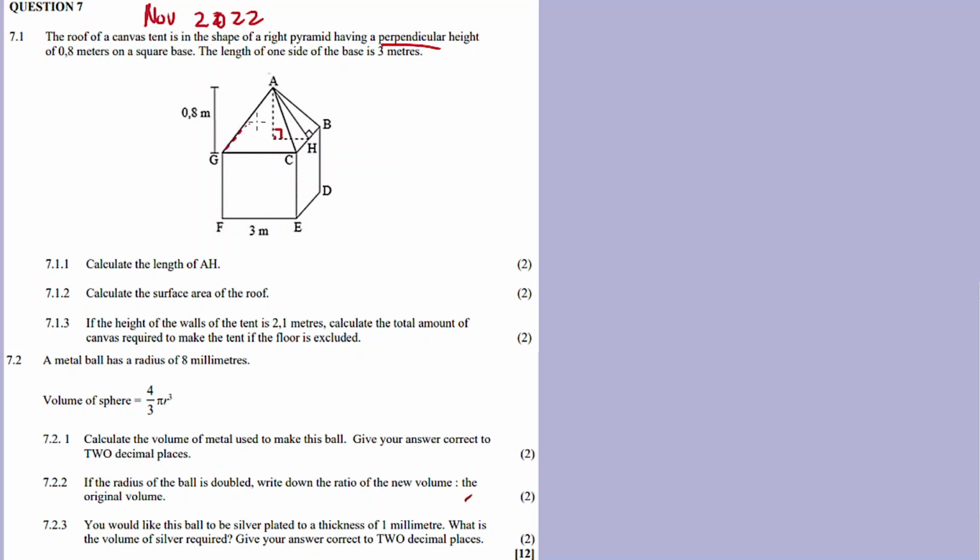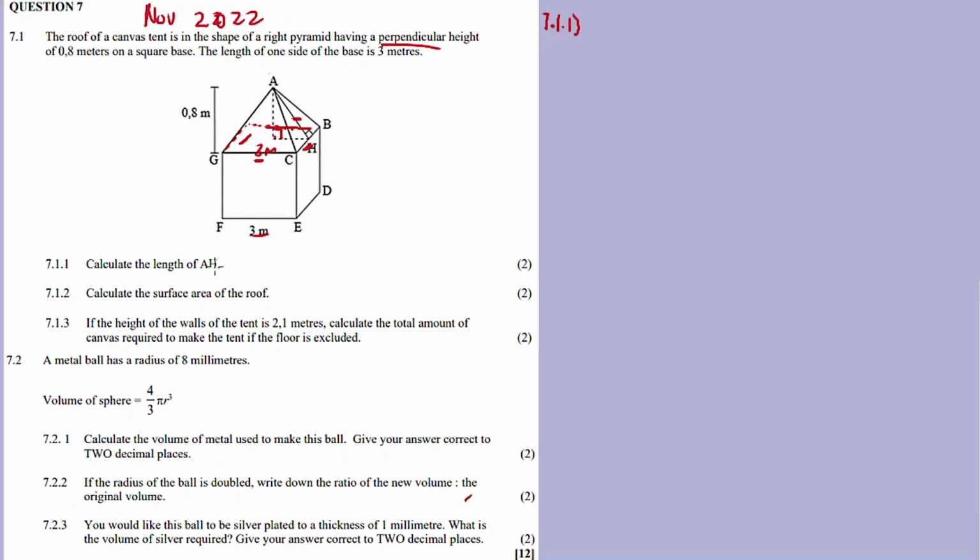So we have the roof here, inside is a square. Basically, the length of each side on the base is 3 meters. Now GC is about 3 meters, meaning that the base is square as well as the roofing. The base of the roofing is a square. So it's 3 meters on each side, and at the back as well.